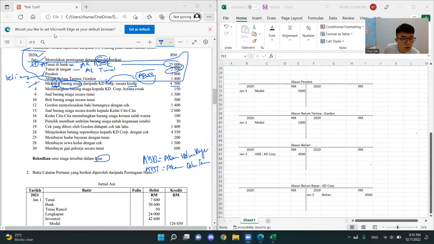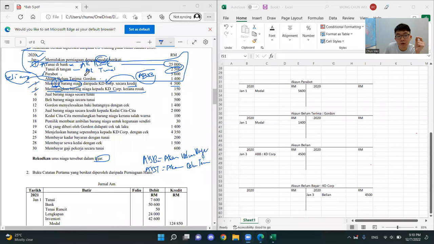Okay. Let's go. Number 4. You memulangkan barang niaga kepada KD Corp kerana rosak. You see, no? Kita yang memulangkan. So, KD Corp. Look back, KD Corp. Tadi, from KD Corp, kita apa? Kita belian, kita beli. Betul tak? Sekarang, number 4, kita pulangkan.